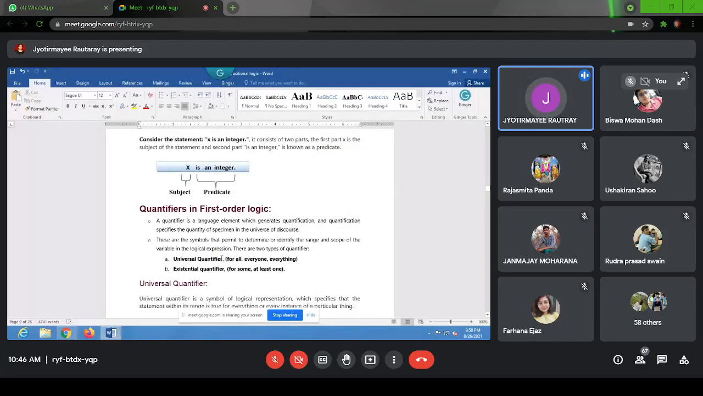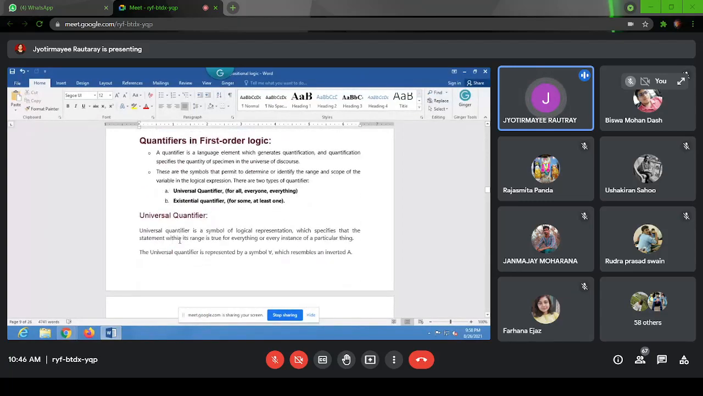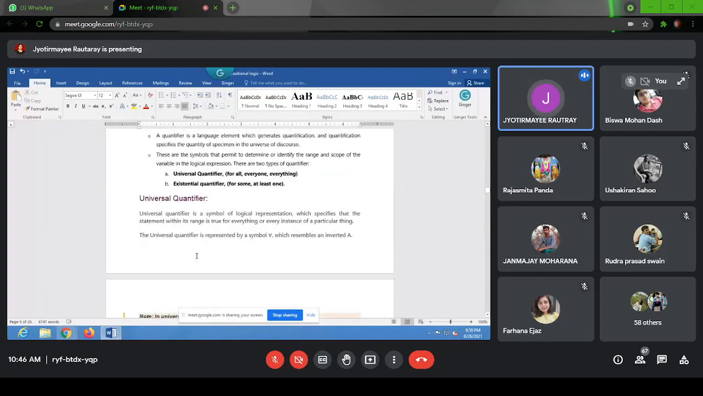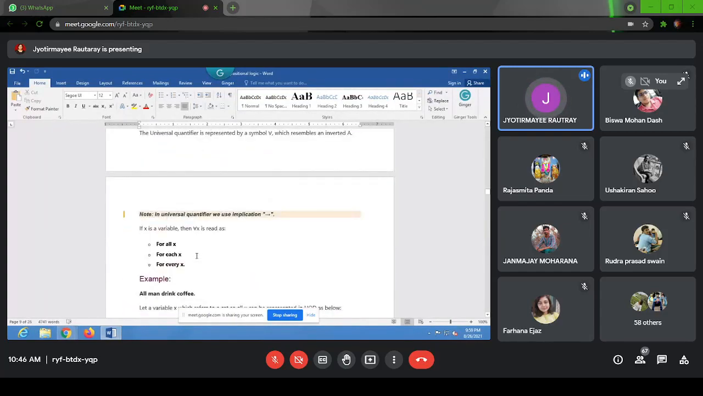As I told, for the universal quantifier, if you get words like for all, everyone, everything, you use the universal quantifier. If you find for some, at least one, then you have to use the existential quantifier. This is the symbol for the universal quantifier. One more thing I want to tell you: with the universal quantifier you have to use the implication symbol. I will take one example and show how this happens.